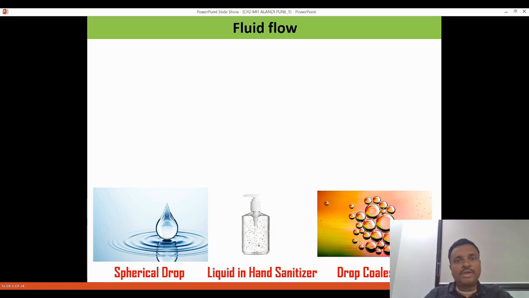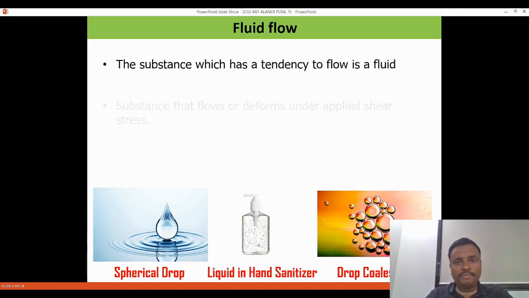Coming to next, what is a fluid? A fluid has a tendency to move even when a minute amount of force is applied. Here you can see three examples I have shown: one is a spherical drop, the second one is liquid in hand sanitizer, and drop coolants. Apart from that, everywhere you will find particles which move easily without any major force. Even with a small amount of force the particles move, we call it a fluid, and the flow associated with it we call a fluid flow. We will classify it further.